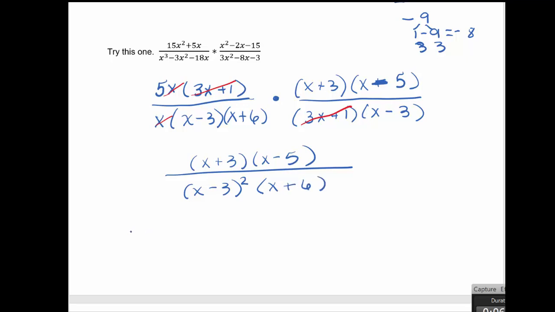Now it is time to define our domain. Your domain is all real numbers. That's 2 lines and an R. That's all real numbers, except x cannot equal 0, 3, negative 6, negative 1/3.